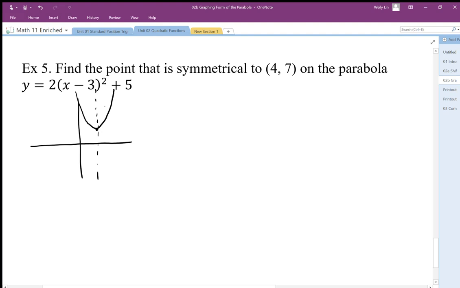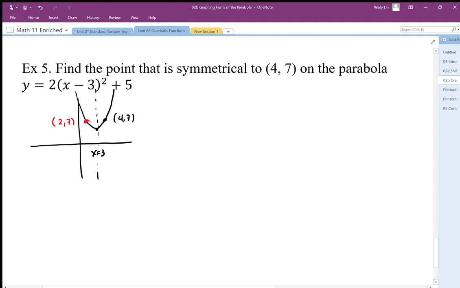And at 4 over, 7 up, (4, 7), that's going to look like that. And I'm being asked to find the symmetrical point over here. So we could probably just count this, right? It's 1 over this way, 1 over this way, so that should be (2, 7). Okay, so that's perfectly fine. We can just solve it in that way, and we could use this line of symmetry to do that.